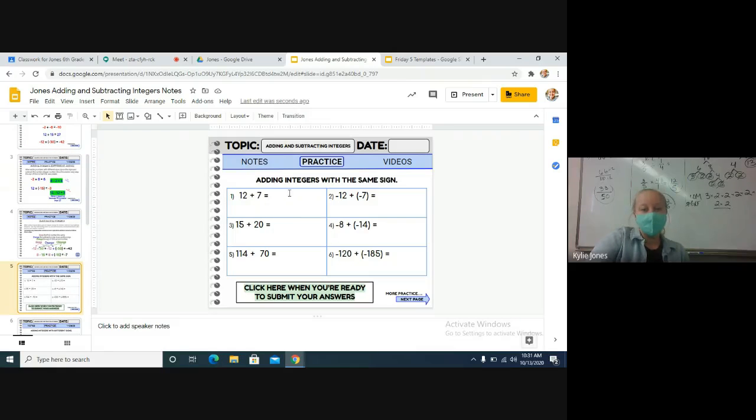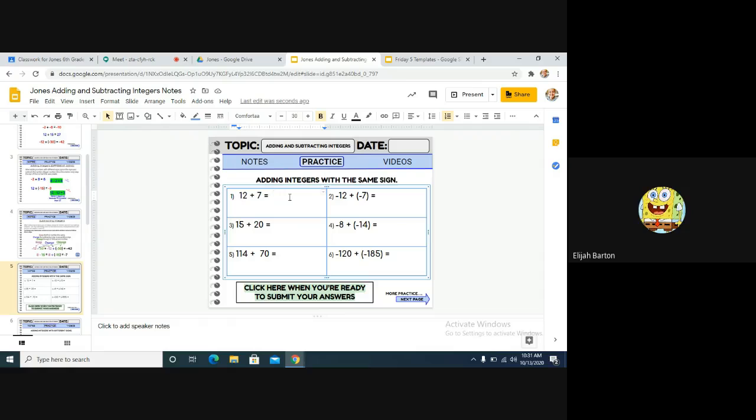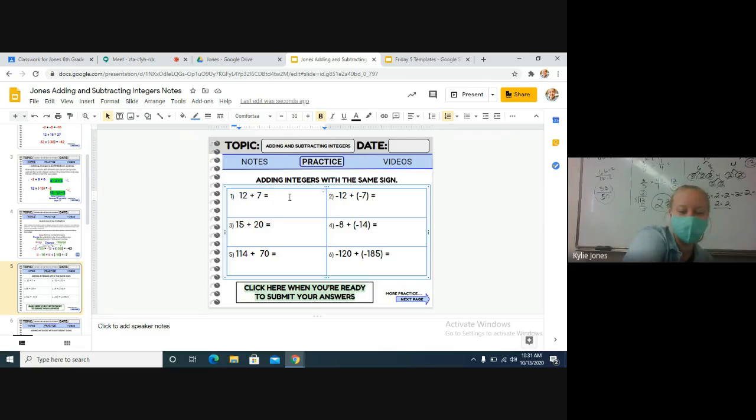So, our first one, we have 12 plus 7. What is 12 plus 7? 18. Not 18. One more. 19. Now, are the 12 and the 7 positive or negative? Positive, right? There's no negative in front of the numbers, so they're positive, which means our 19 is positive.